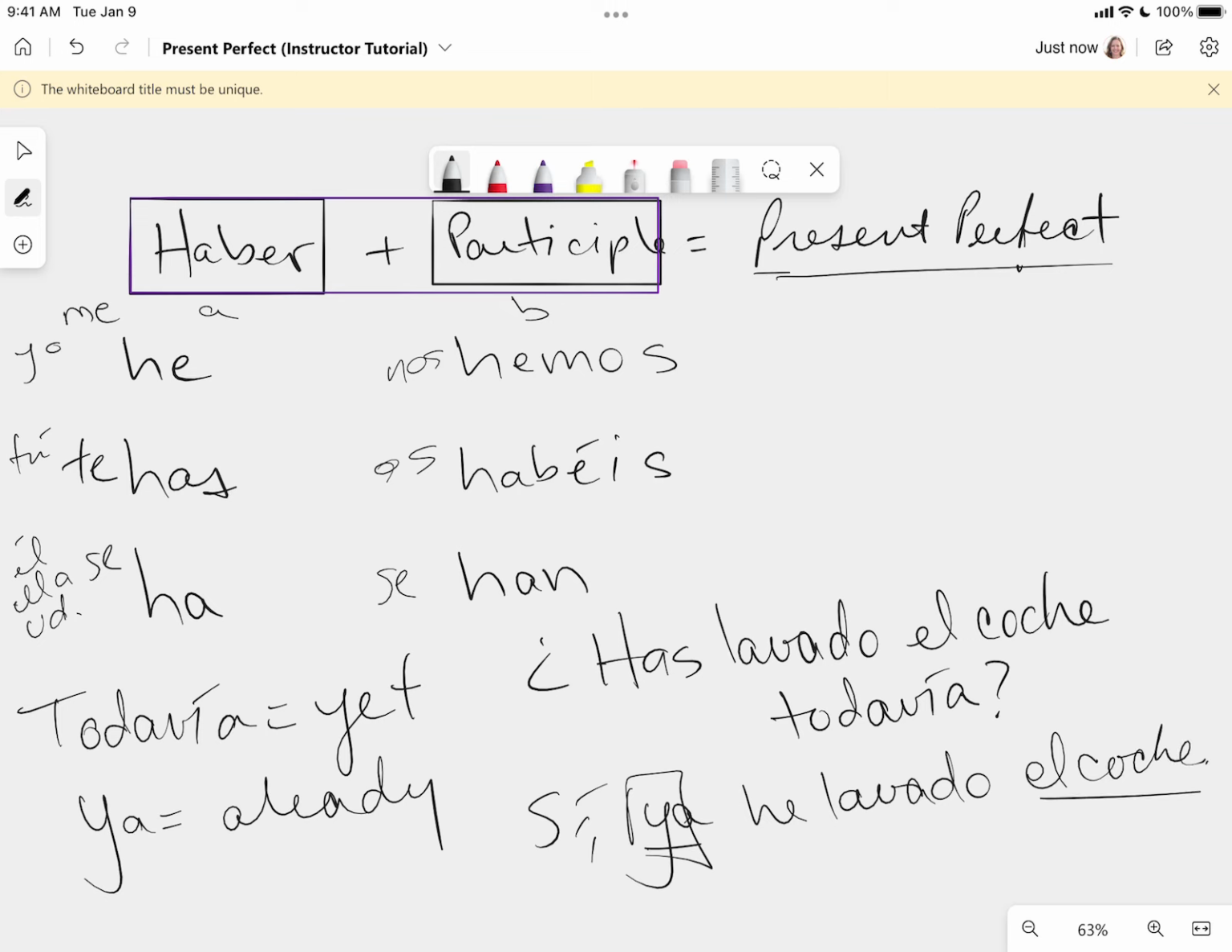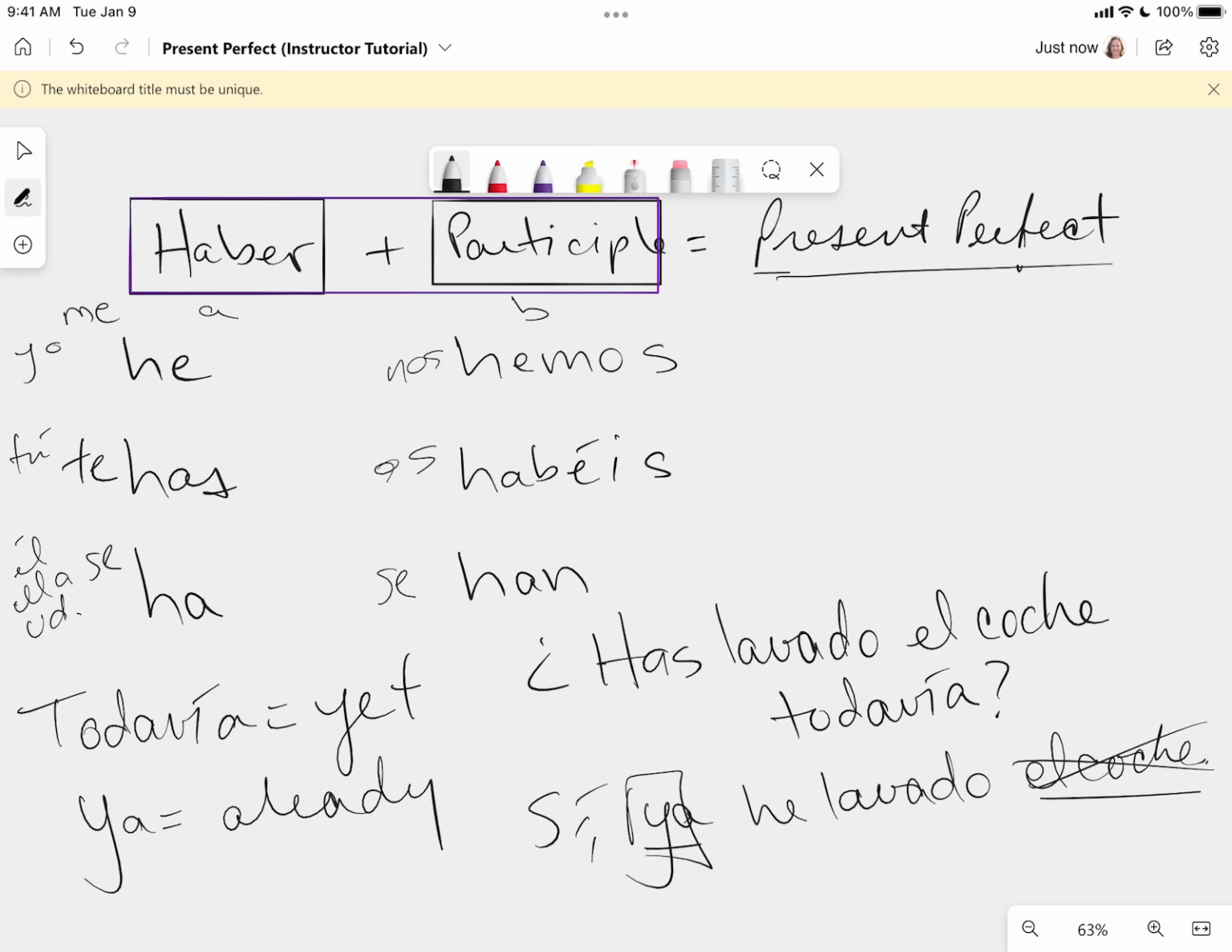If you want to get fancy with it, let's say we replace el coche, because it sounds kind of silly to say, hey, did you wash the car yet? No, yes, I've already washed the car. To repeat the car kind of sounds like you're learning Spanish. So we want to make it a little more professional sounding, right? And we say, sí, ya lo he lavado. The el coche can be replaced with lo, our direct object pronoun.